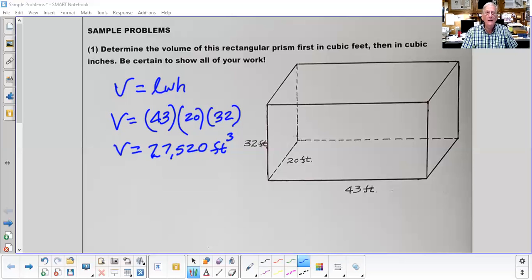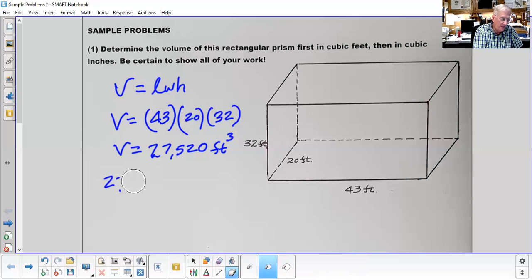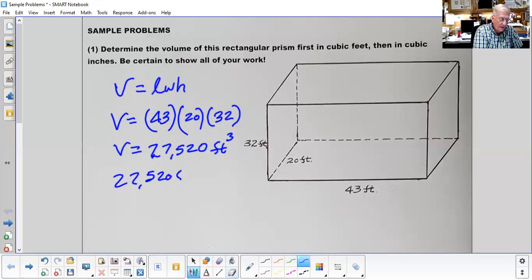All right, well, the one-step conversion method I like to use is dimensional analysis. So what I'm going to do is write 27,520. Let me start over there. 27,520 cubic feet. And I want to change it to cubic inches. Well, cubic feet has to go down here, so it will cancel, right?